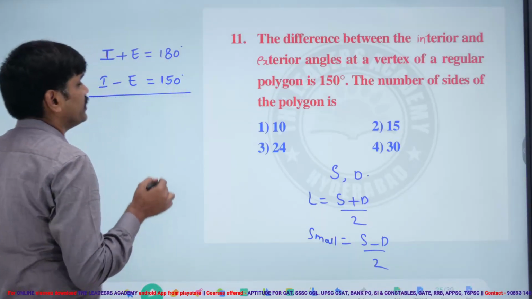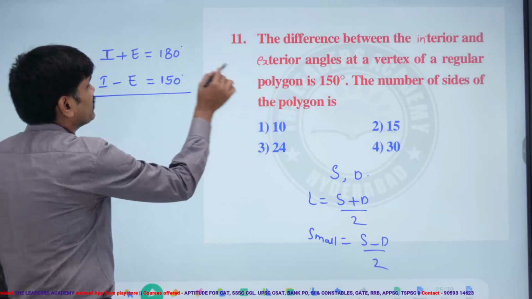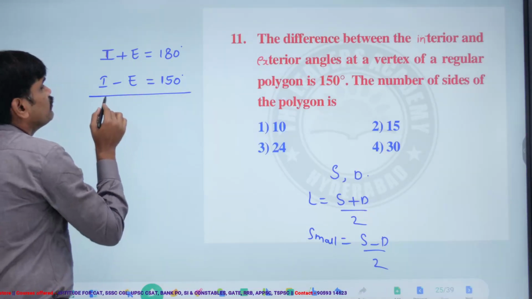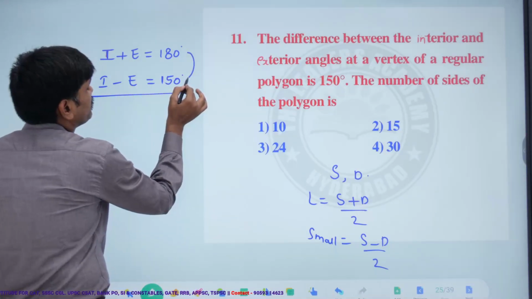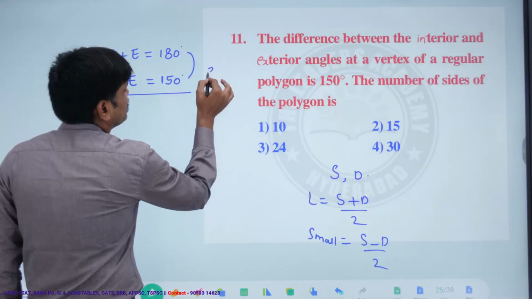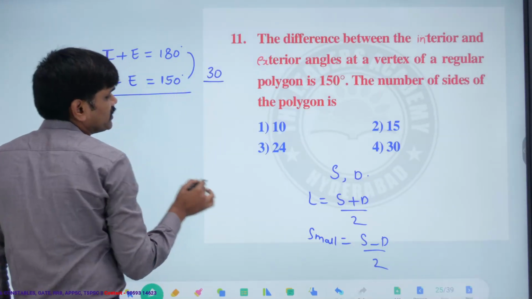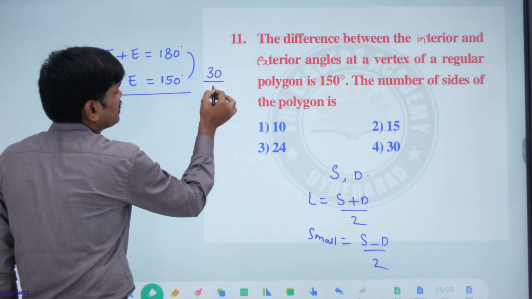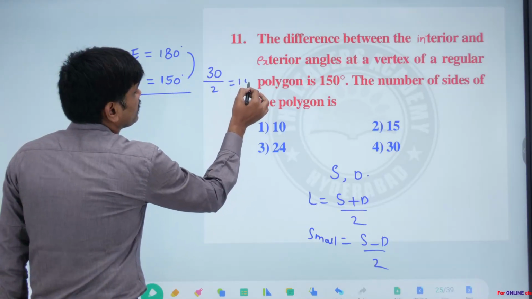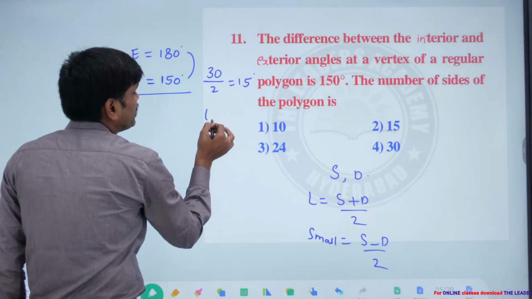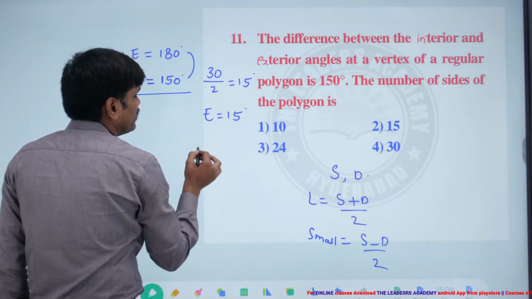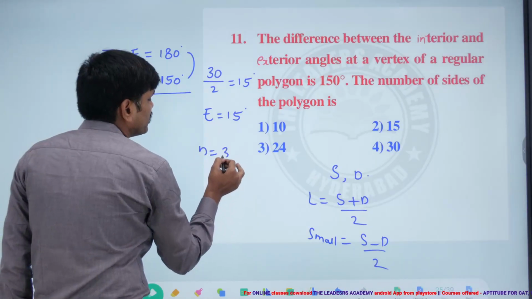Now here, what do we need to find? The number of sides of the polygon. It's better to go for finding the exterior angle directly. To find that, you simply take the difference over here. So the difference between sum and difference is how much here? 30. Sum is 180, difference is 150, so it is 30. 30 by 2 means what? 15. That 15 represents what? Each exterior angle.